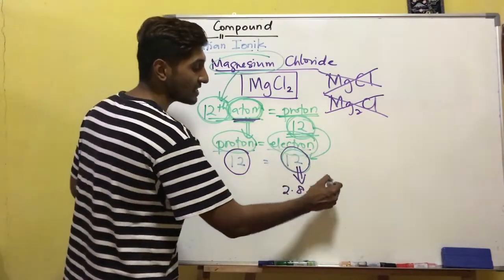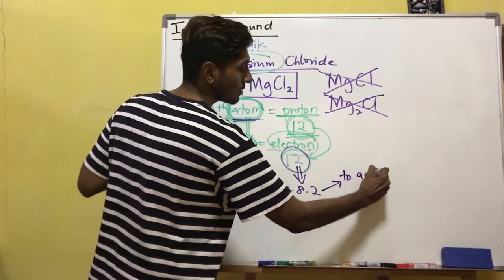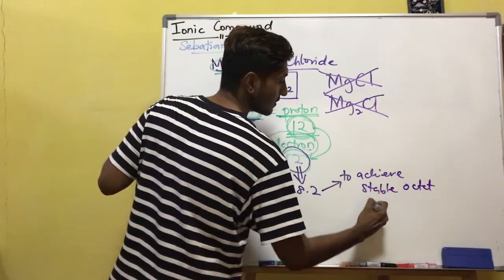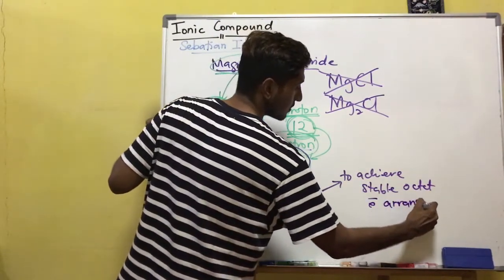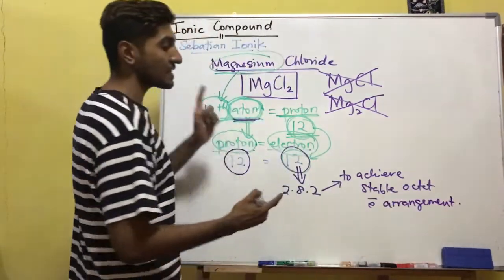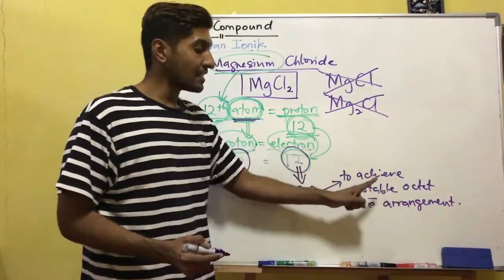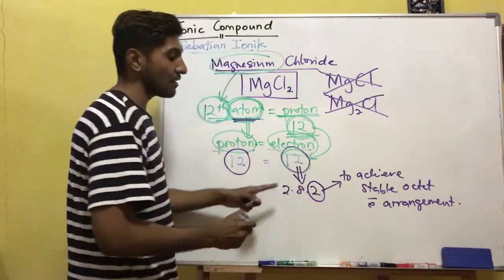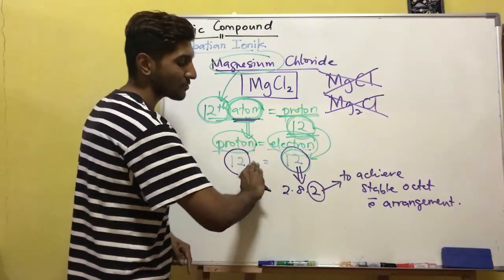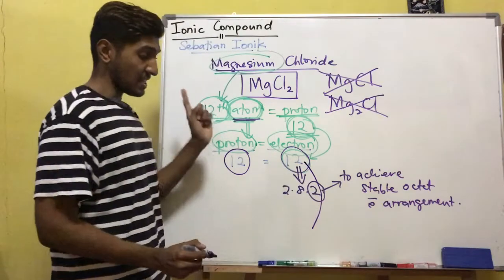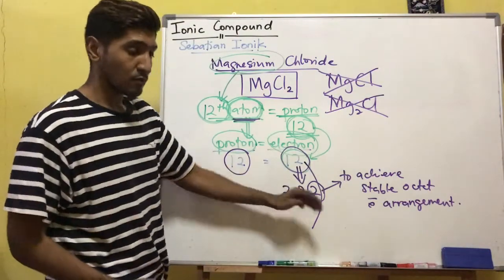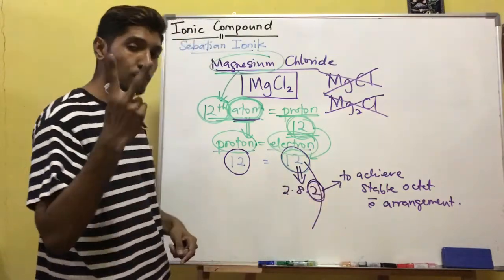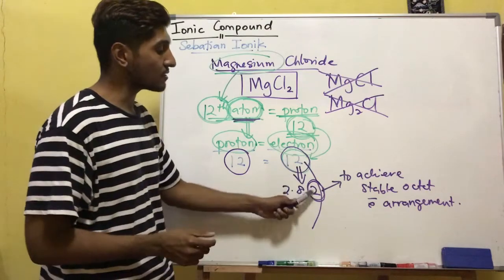Now, to achieve stable octet electron arrangement, untuk mencapai susunan oktet yang stabil, susunan elektron oktet yang stabil, sekarang kita tengok dekat valence electron. Maksud valence electron apa? Elektron yang berada di petala yang paling luar. The electron that is on the outermost or the valence shell is the valence electron, right? So we look at the valence electron. Now we have 2 electron as the valence electron. Kita ada 2 elektron sebagai elektron valence.